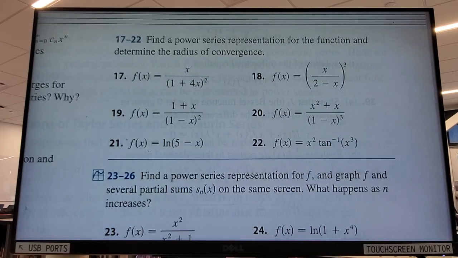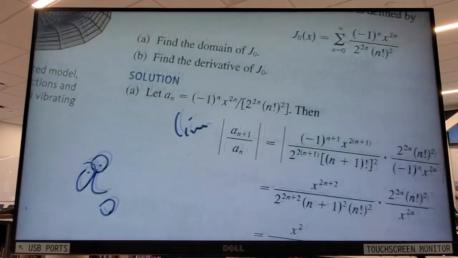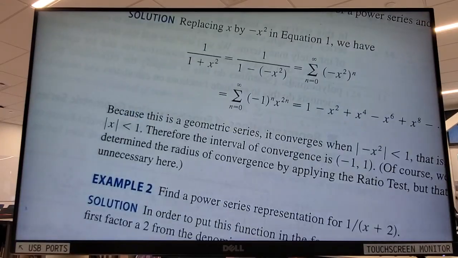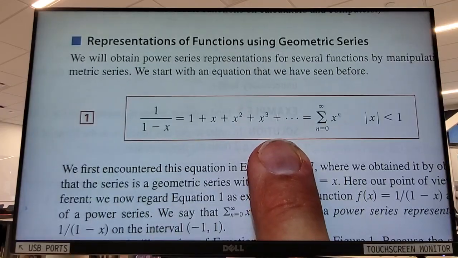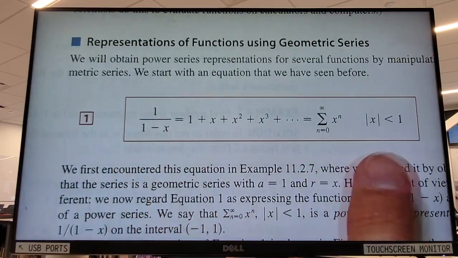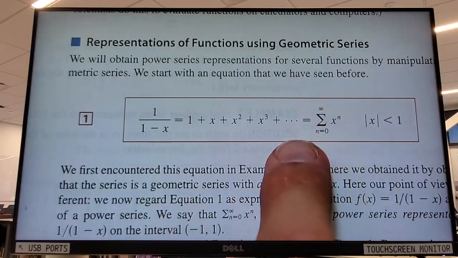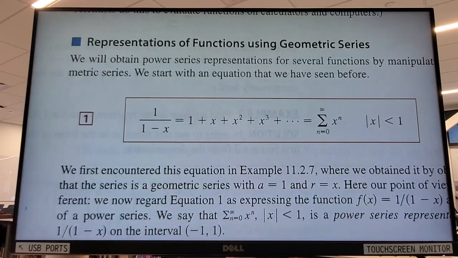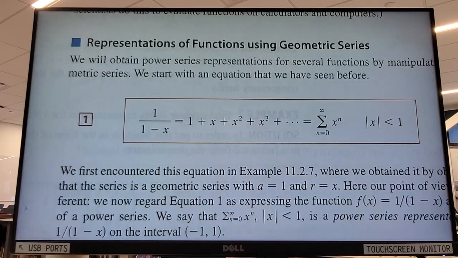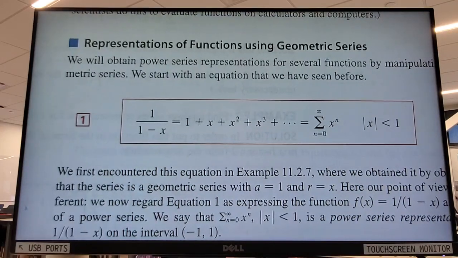So find a power series representation for the function and determine the radius of convergence. Now in 11.9, we haven't learned the Taylor series process. All we know in 11.9, really all we know is the 1 over 1 minus x, this guy. So if I said x over 1 minus x, I would just take this and multiply it by x. So those kind of modifications that we talked about: if I have a series that I know, and I have a modified function, I could just modify the series. Is that okay?